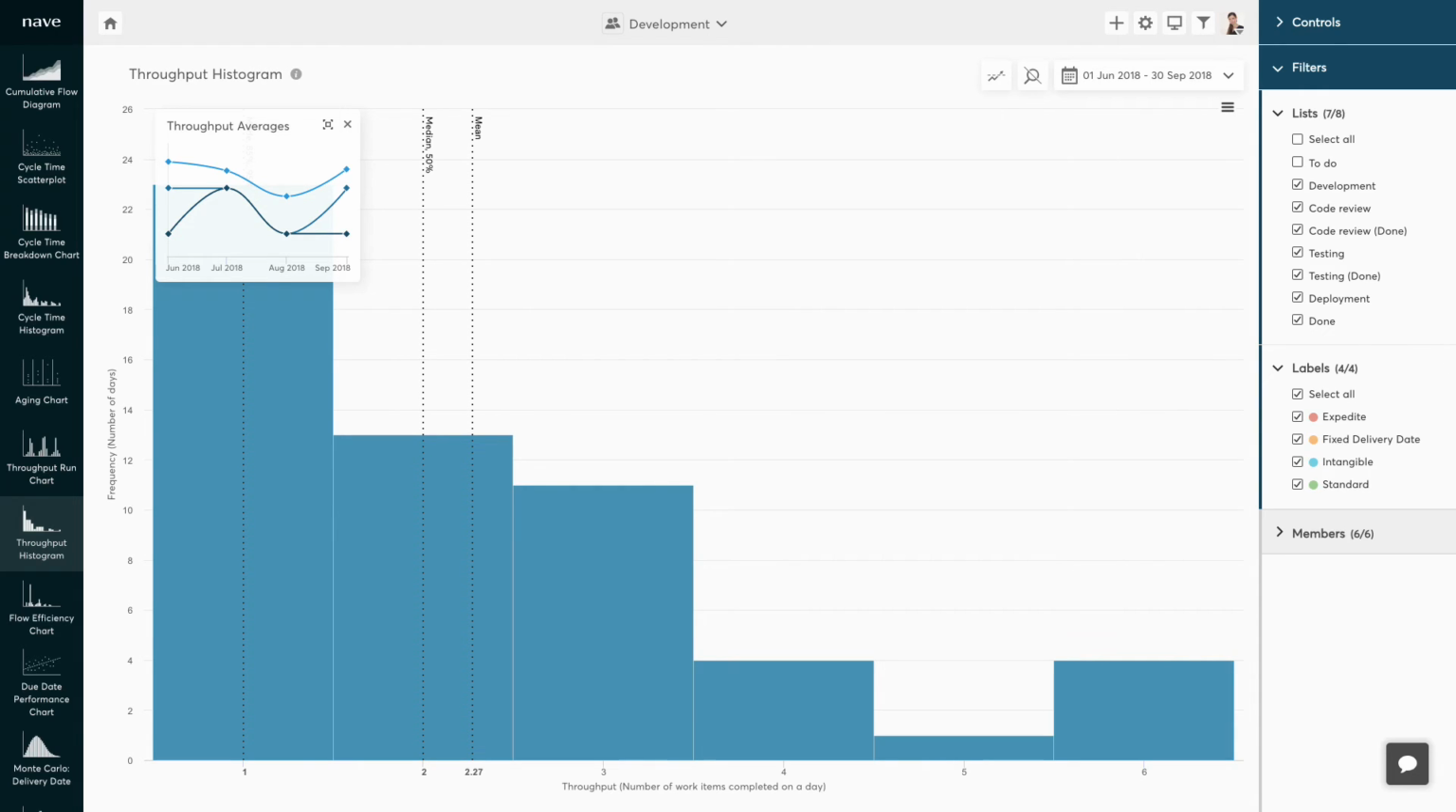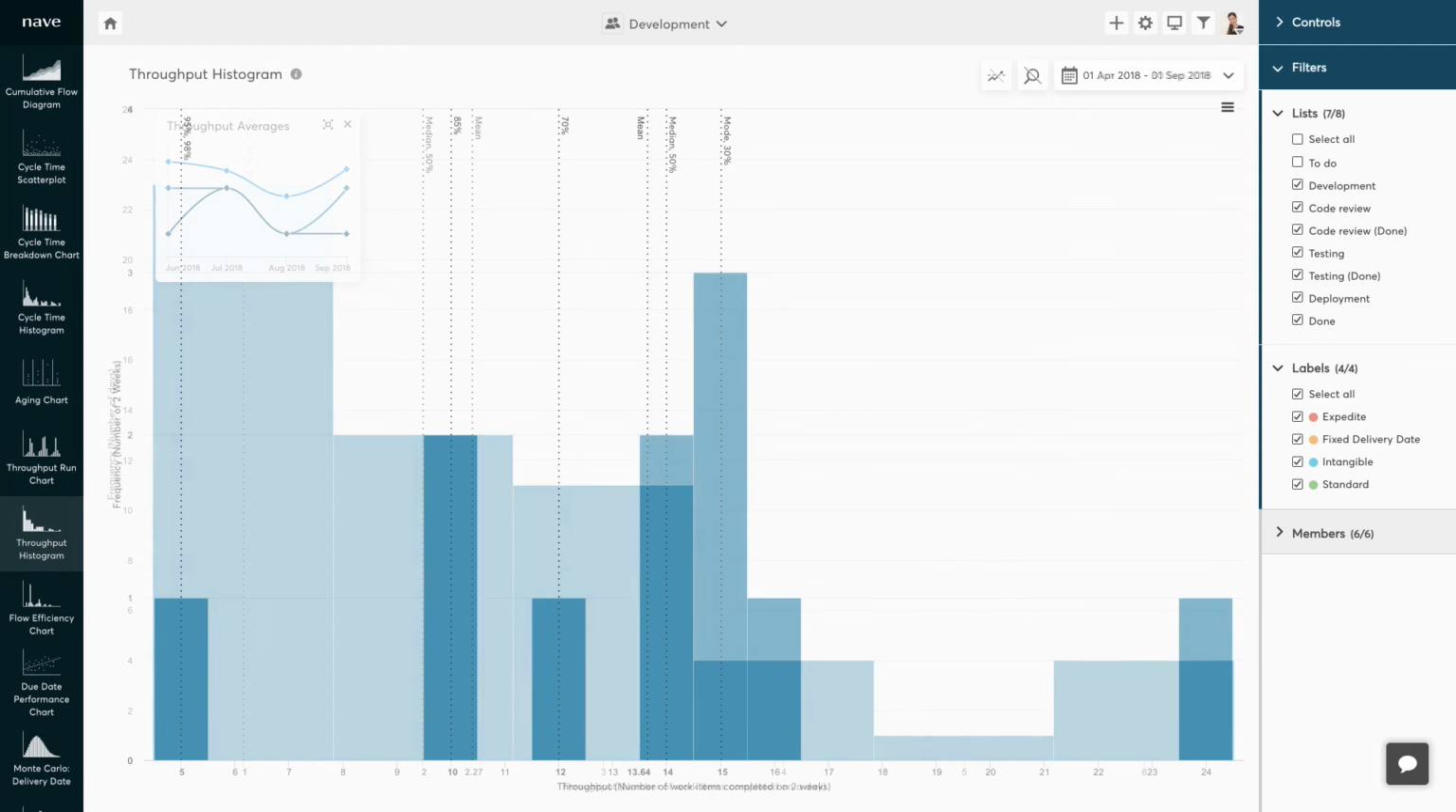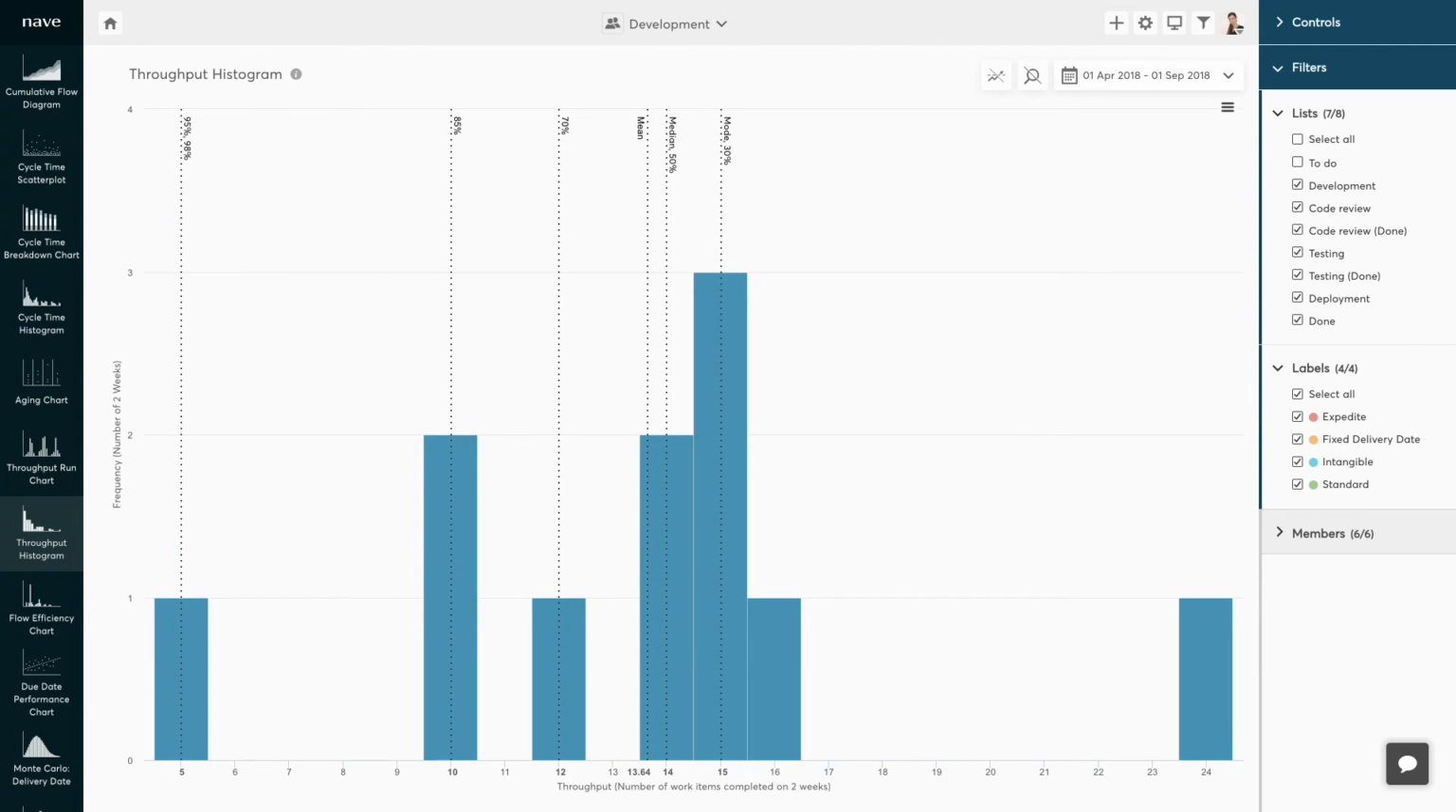The throughput histogram is of great help when it comes to defining how much work you can deliver in your next cadence. To track the number of tasks delivered per week, let's say, we will group our data by week. And let's analyze this example. This team can schedule at least 5 items per week. This is their absolute minimum.